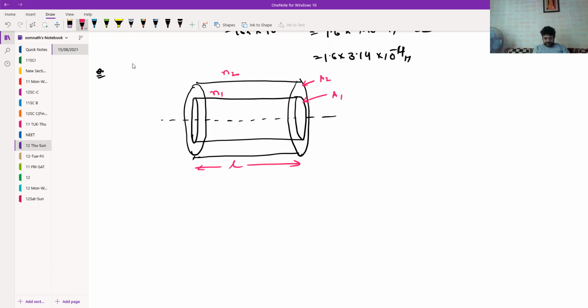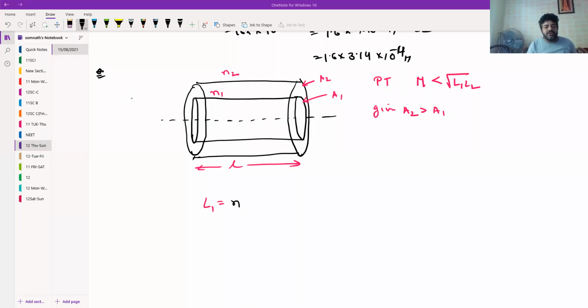Okay, everyone? So the question is to prove that mutual induction is less than root under L1 L2, and it is clearly given that A2 is greater than A1. So at least you try this question. I give you 2 minutes for that. See, this is a very simple question.